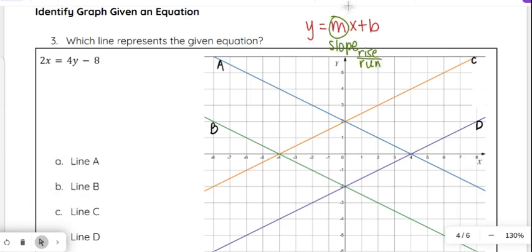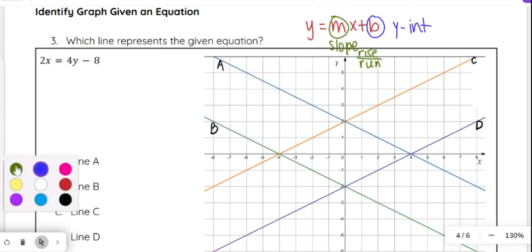And then our b is going to represent our y-intercept, which is the point where it crosses the y-axis. So here, or here, on the specific lines that we are looking at. My suggestion would be to take this equation and quickly get it into slope-intercept form, meaning get y by itself. If you can get y by itself, then you know the slope and you know the y-intercept, and you can figure out which line is correct.